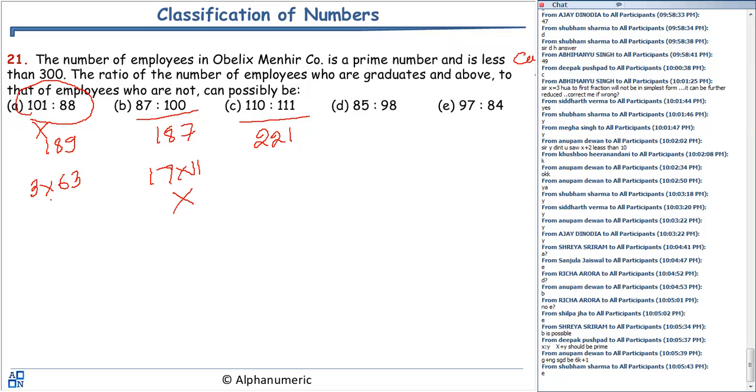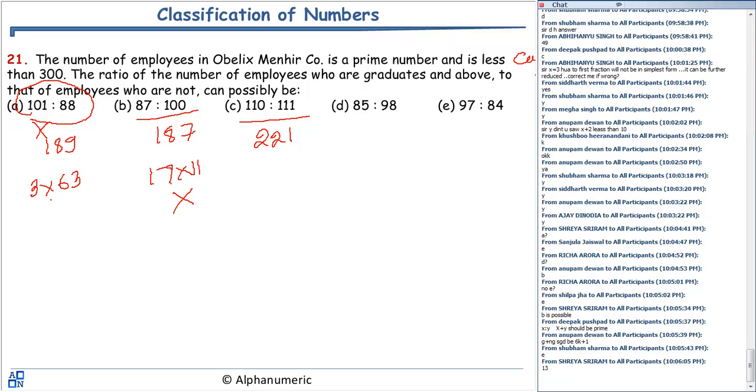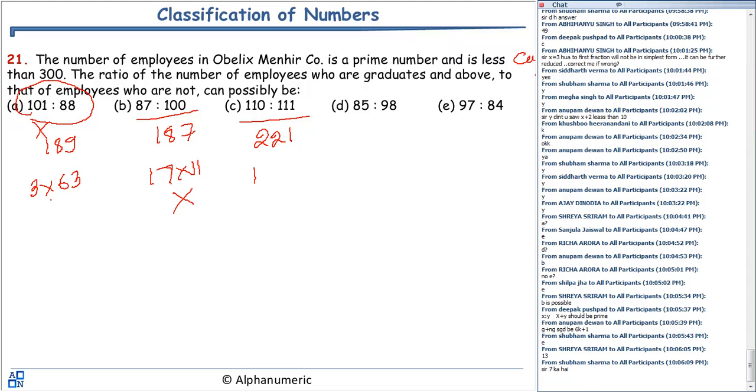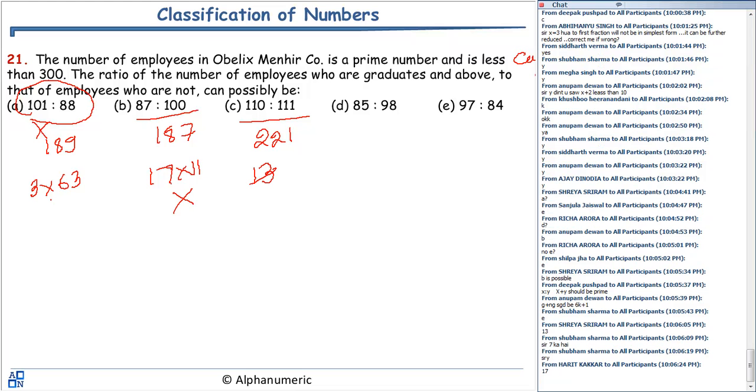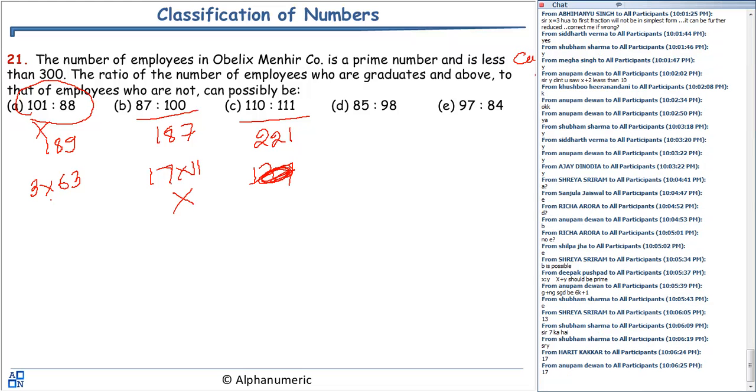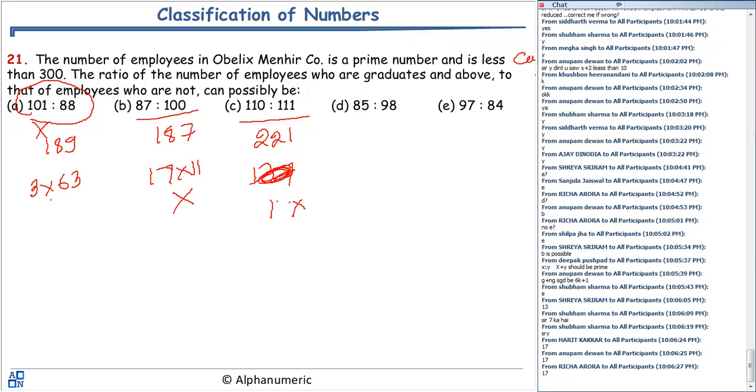13. 221 is also a multiple of some number. Just a minute. Maybe it's a multiple of 13. Is it of 7? 7 threes are 21. No, it is not a multiple of 7 either. But just a minute, I think it will be a multiple of 17. Yes, 17 into 13 is 221. 17 threes are 51.